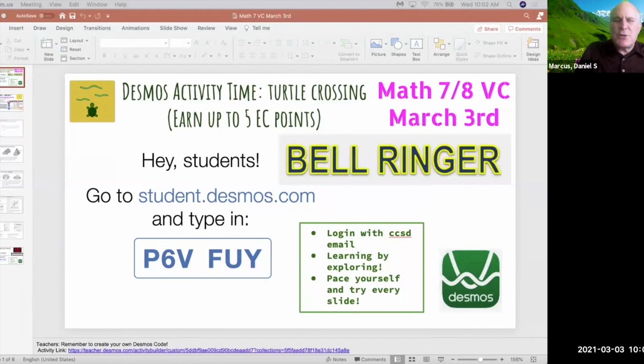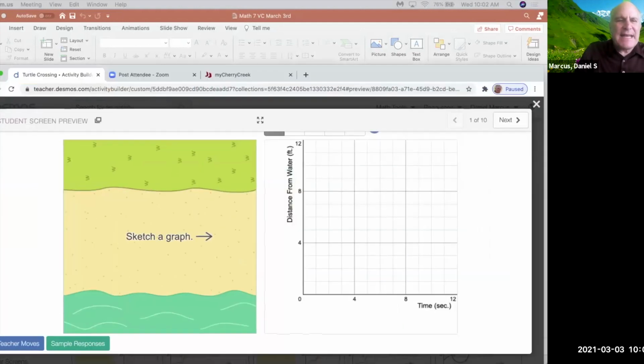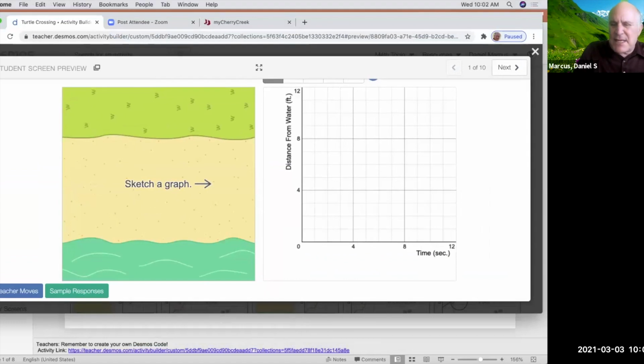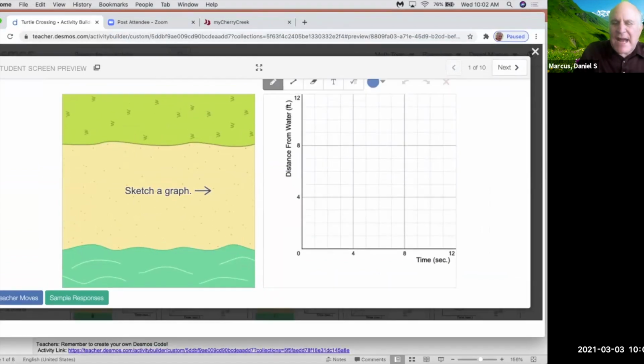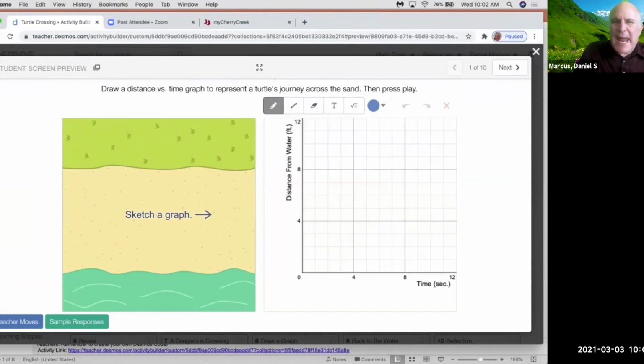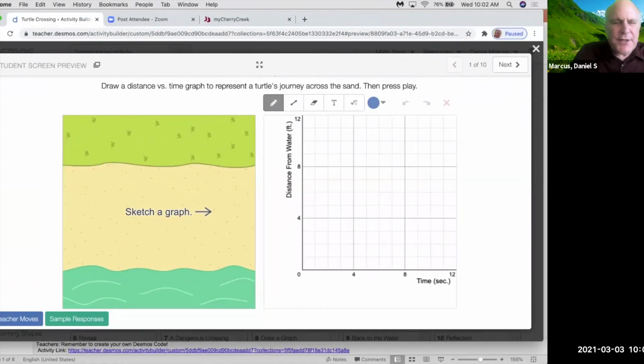This is like super cool. I think this is very dynamic because sometimes it can get boring just looking at graphs on a page, like in your Florida curriculum book. So here's how it works. You start out going, okay, here's the water over here at the bottom. Here's the sand and here's the land on the other side.